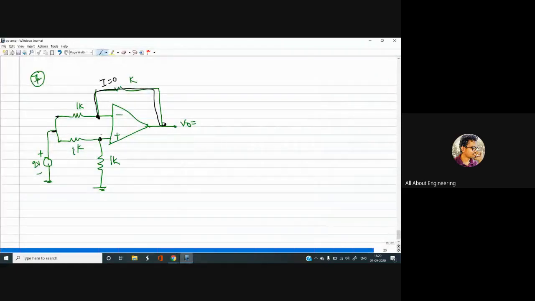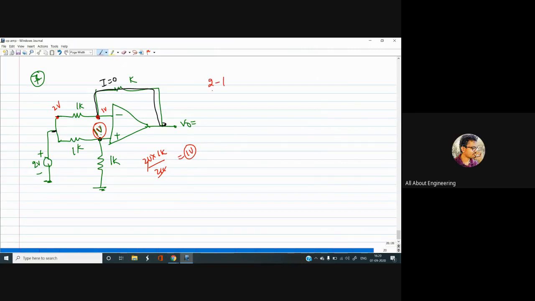Just focus again. So here you can write this voltage as 1 volt because this is a simple voltage divider circuit, right? Let me use red color. This is 1 volt because 2 volts into 1K by 1K plus 1K, that is 2K. So you'll get 1 volt here. So the same 1 volt would appear across this point. Now there is a current flow that is 2 volts here, 1 volt here.